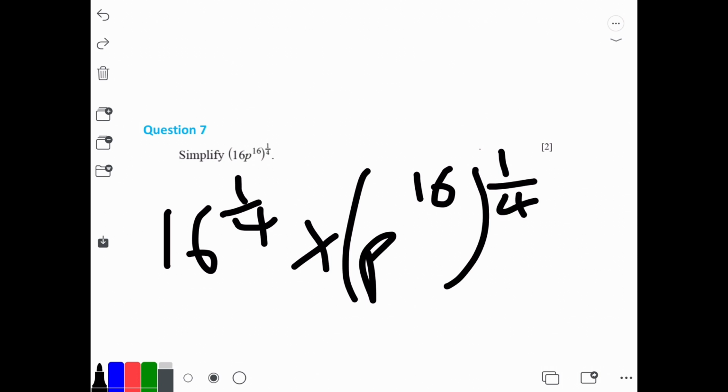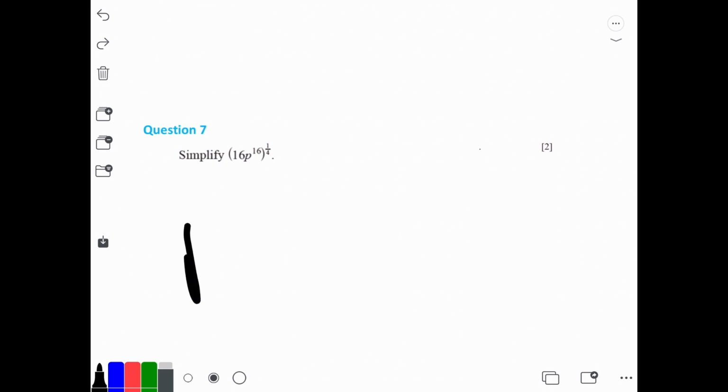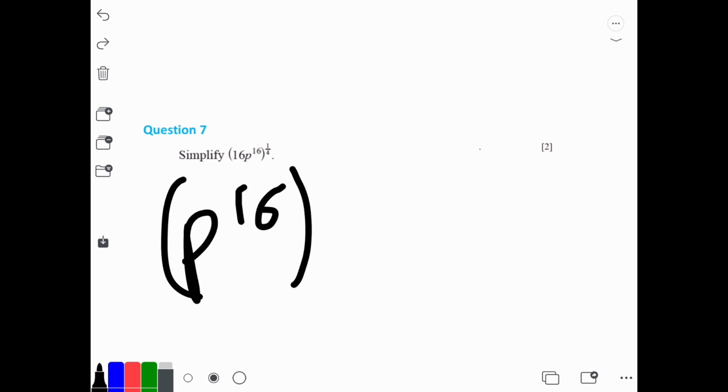So if we focus on this one, we know that we have to multiply the two indices together to get the p to the power of the resulting index. So 16 times 1 over 4 would give us 4. So this would give us p to the power of 4.